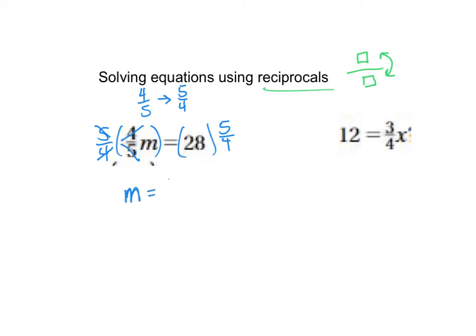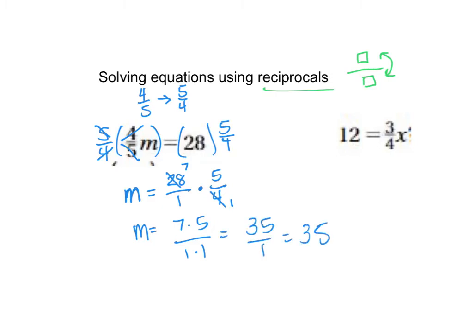So now m is equal to 28 over 1. All I did was I put the 28 as a fraction, and you can put any number over 1 and it stays the same, and we're multiplying that by 5 over 4. Remember guys, whenever we are multiplying fractions, you want to simplify before you multiply, okay? So 28 is actually divisible by 4, and it goes in 7 times, so this will become 7, this will become 1, and what you're left with is m equals 7 times 5 over 1 times 1, which is just 35 over 1, or 35.